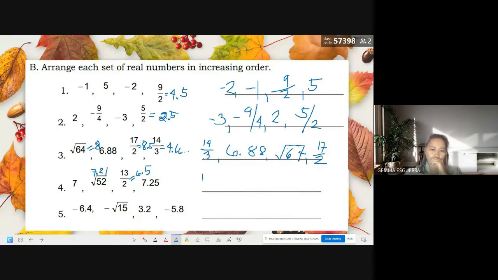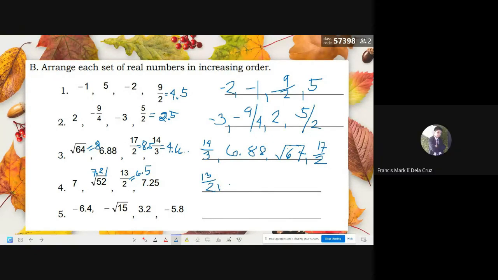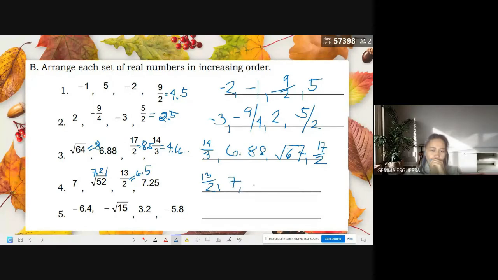That is 13 over 2. Ano po yung sumunod? That is 7, ma'am. 7.5. 7. And then square root of 7.21 po. Tapos square root of 52. And last, we have 7.25. Next, number 5. Number 5.